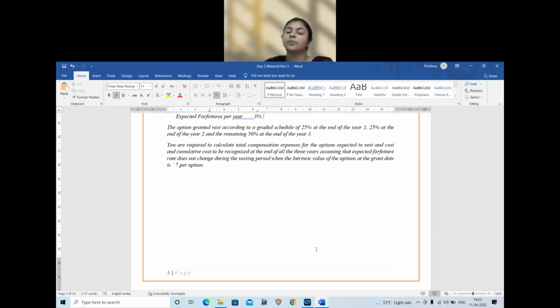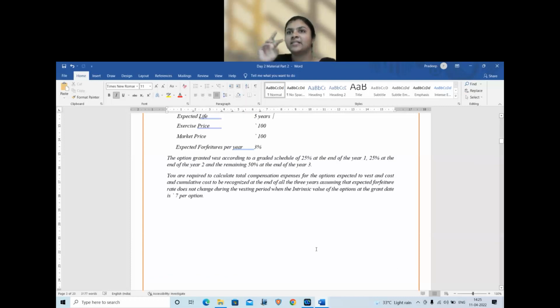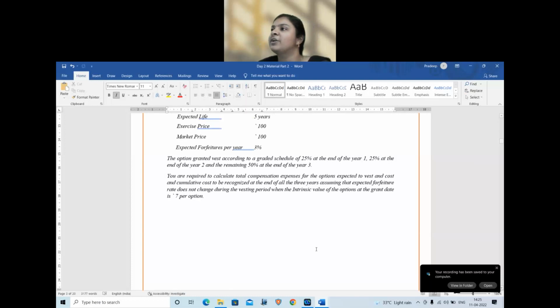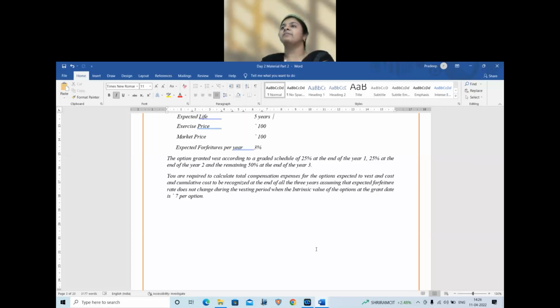You are required to calculate the total compensation expenses for the options expected to vest and the cumulative cost to be recognized at the end of 3 years, assuming the rate does not change and the intrinsic value is ₹7. In this question, the exercise price and market price are the same, but the option itself is given that there is an intrinsic value of ₹7. So we will use this ₹7 as the basis for calculation of fair value of the option or employee option expenses, right? So the first thing that we are going to do is calculate the amount of options vesting at the end of each year.